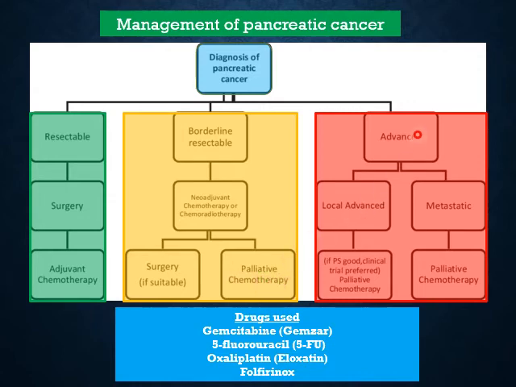For advanced pancreatic cancers, it can be locally advanced or metastatic. For locally advanced, if the prognosis is good, clinical trial of palliative chemotherapy is given. If it is metastatic advanced cancer, treatment is purely palliative chemotherapy. And the drugs used are gemcitabine, 5-fluorouracil, oxaliplatin, and FOLFIRINOX.